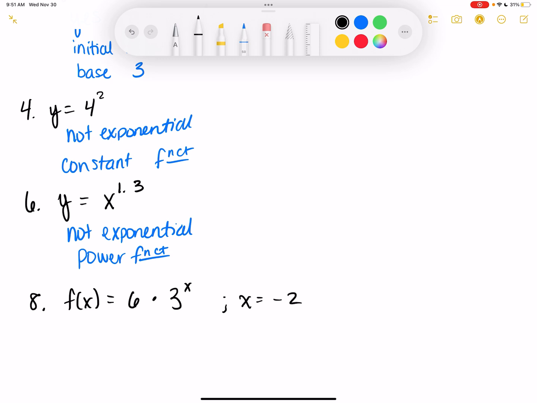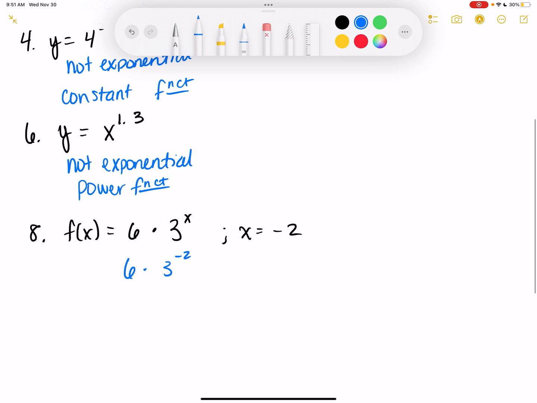So we're literally just plugging it in. So 6 times 3 raised to the -2. 3 raised to the -2 is what? What do negative exponents do? Put it where it ain't, make it positive. Remember Mr. Cass? Put it where it ain't, make it positive. So we move it to the bottom. So this is 6 times 1 over 3 squared.